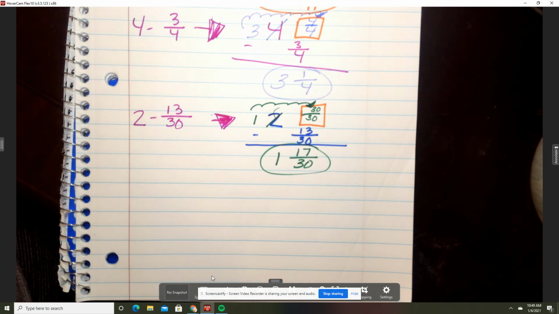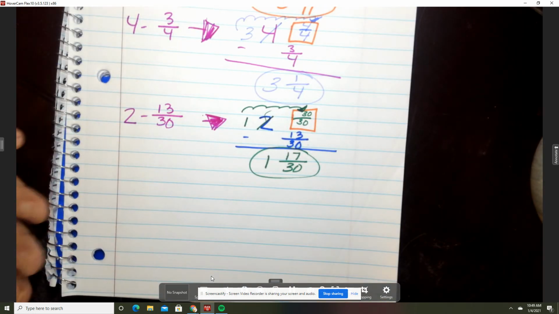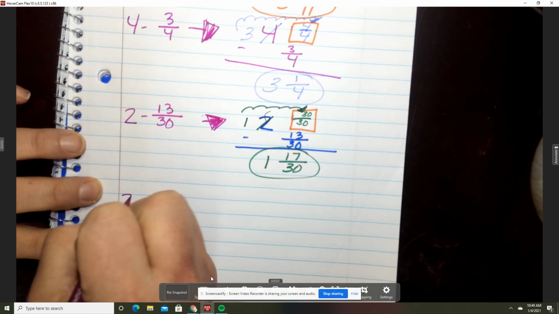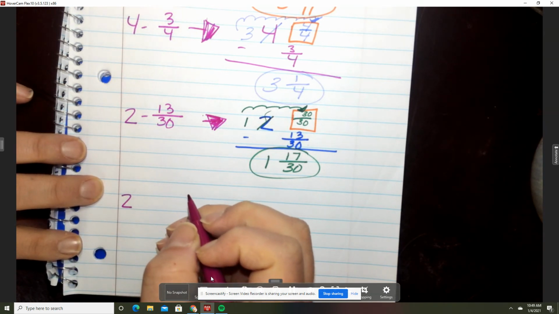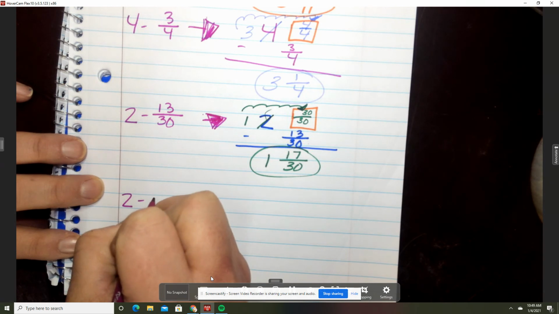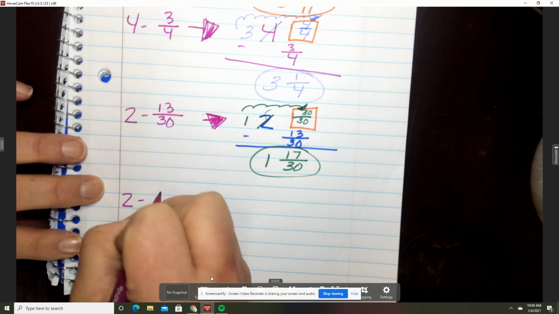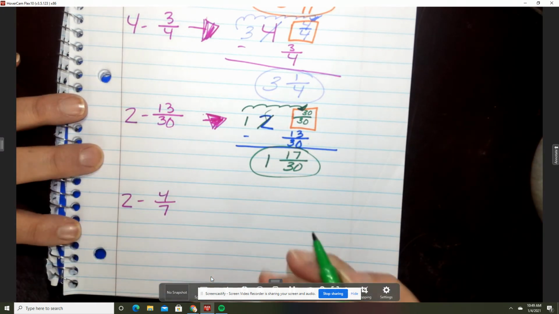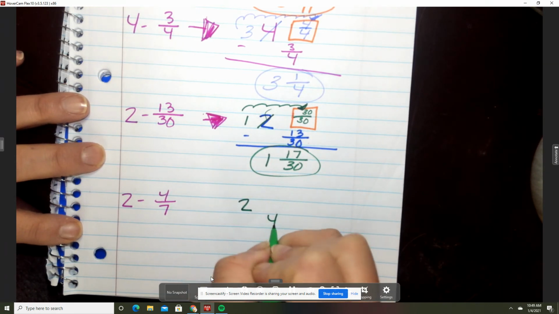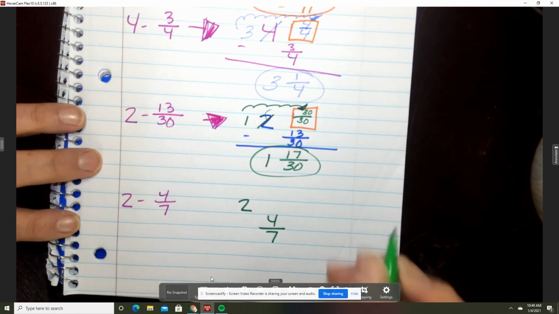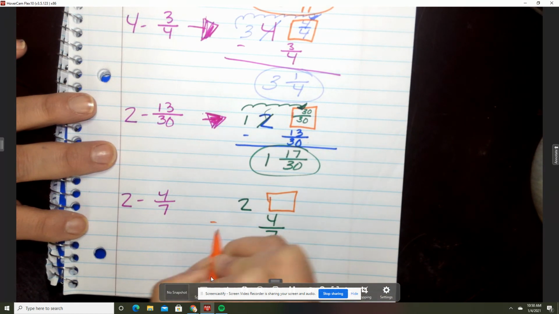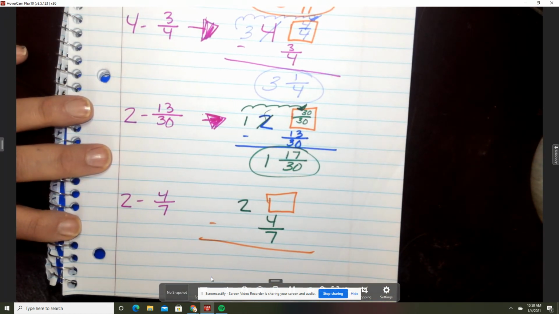All right, let's do another one. Let's do 2. Last one. 2 minus 4 sevens. Okay, do this again. Pause me one more time and see if you can get this one. All right, so pause me.